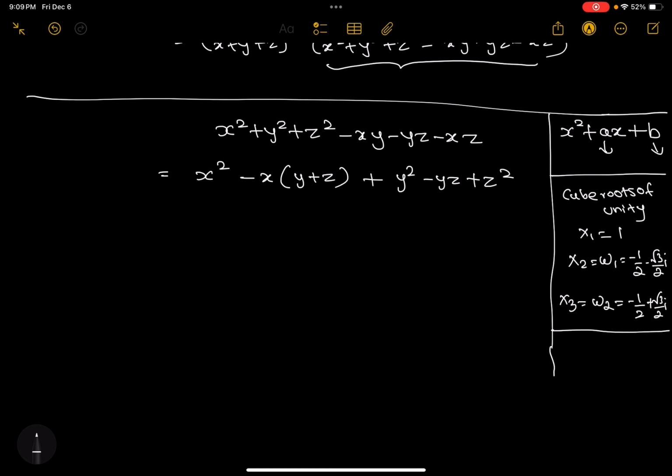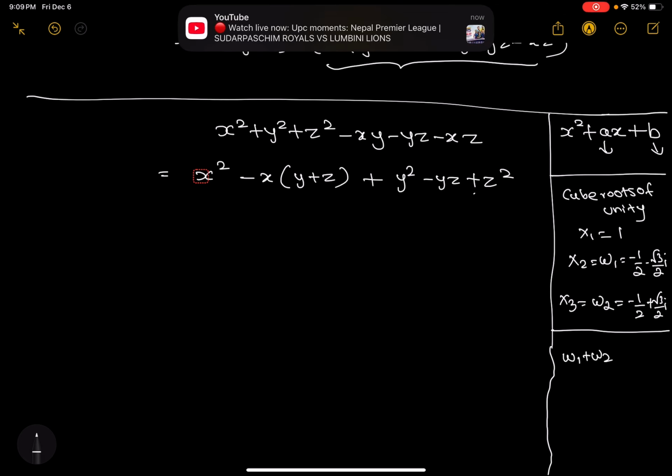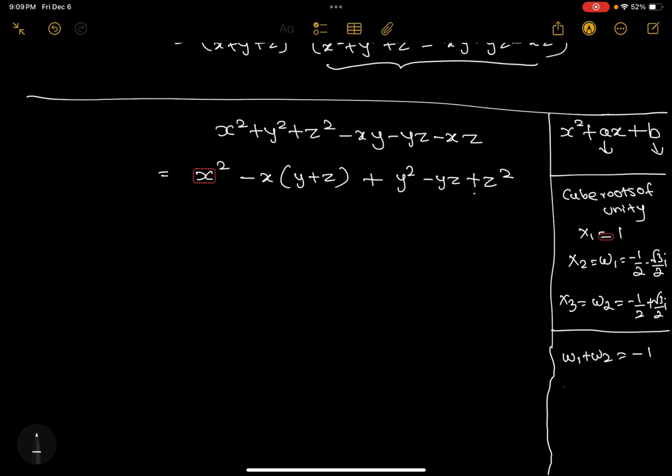We'll use the properties of cube roots of unity in the given expression. If we sum these two, you might notice that the complex parts cancel out, and negative 1 by 2 plus negative 1 by 2 is just negative 1. And if you take the product, you might notice that it is 1 by 4 plus 3 by 4, which is just 1. So we'll use these properties of the cube roots of unity to factorize the second expression.